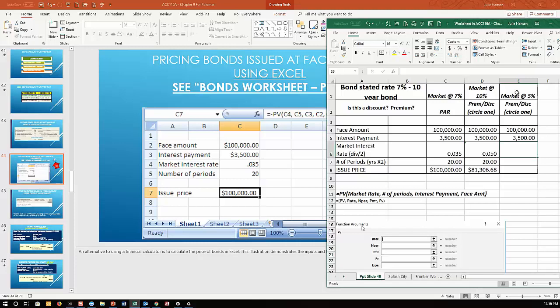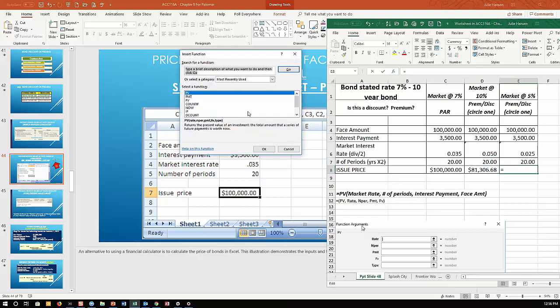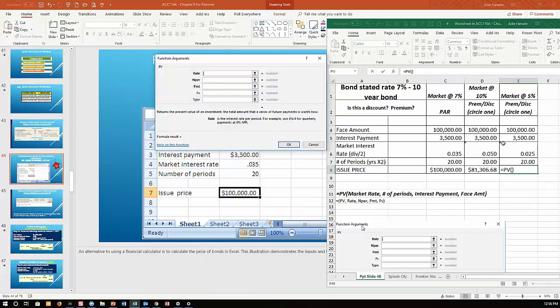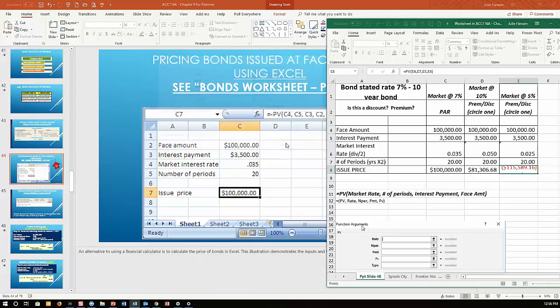Okay, so here again my interest payments are the same. Now the market is paying 5%. So what's my new rate? It's going to be 0.25 because again I'm paying it every 6 months. The number of periods is still 20. Again, I'm going to use my present value function, and now the rate is 0.25. Everything else stays the same. My payments are still $3,500. I still have to pay back $100,000 at the end.